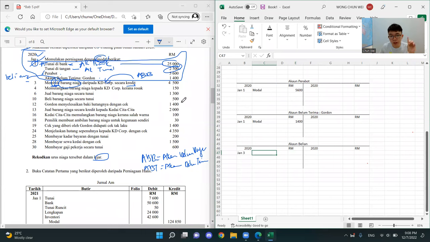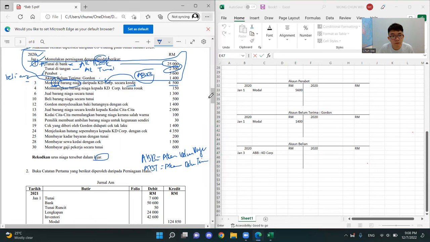Oh, this KD Corp is actually our ABB. So here you write account ABB. You write account belum bayar KD Corp. But for me, I write ABB. Okay? So you write the whole full sentence: account belum bayar KD Corp. How much? Yang bayar? 4,500. So here you put 4,500. Okay.